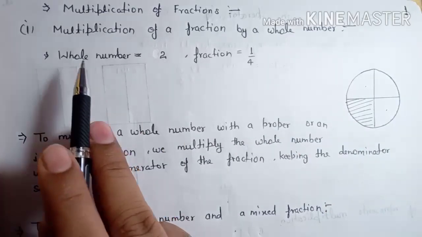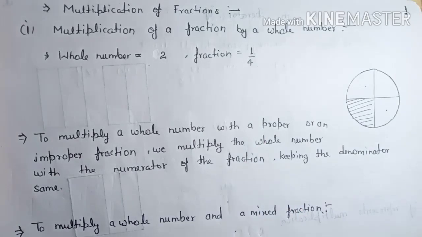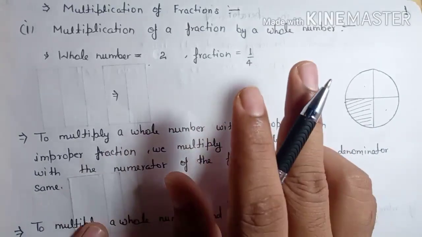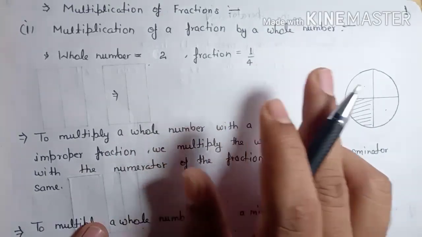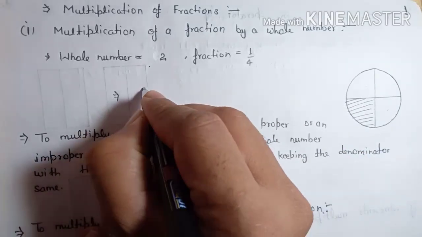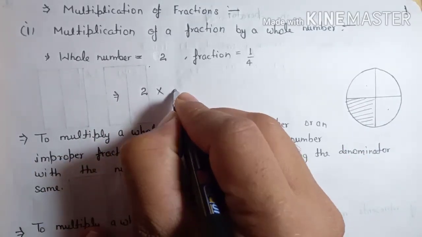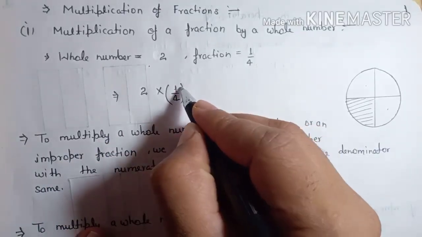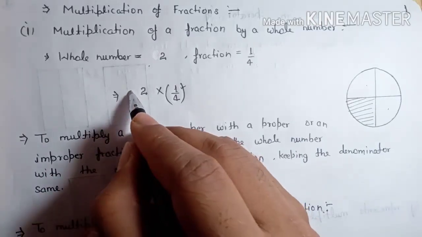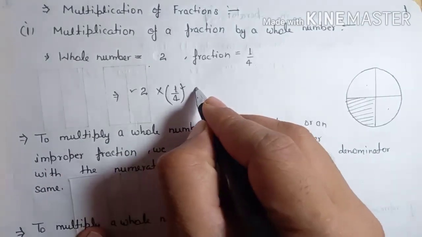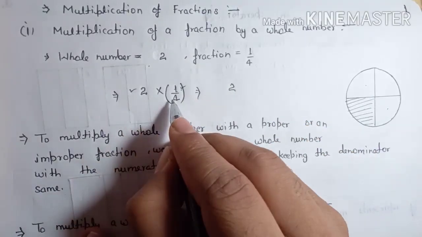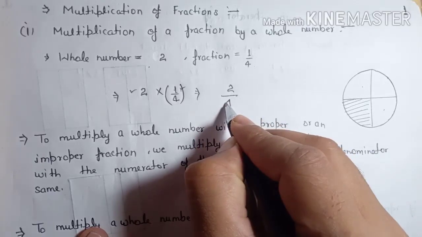So how to multiply a whole number and a fraction? We have multiplication, and you have to add 1 upon 4 two times. It means this is 1 upon 4 into 2. So to multiply a whole number and a fraction, do one thing only: multiply the numerator of this fraction and this whole number together. 2 ones are 2, so write here 2, and the denominator here is 4, so write here 4.